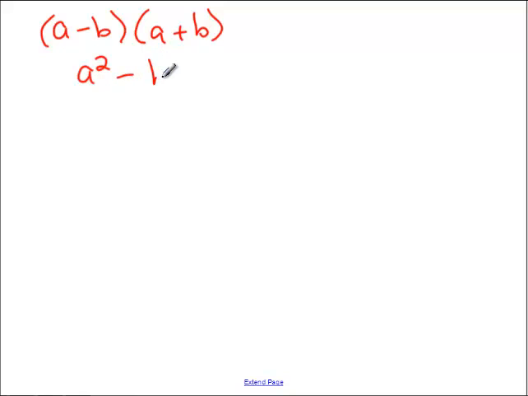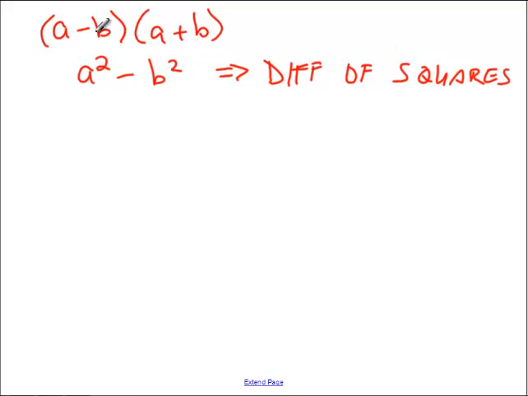Remember, our rule here is if we've got a minus b times a plus b, these are called conjugates. A minus b is the conjugate of a plus b. That will give us a squared minus b squared, and that's called the difference of squares. You'll have to remember that. We'll go backwards from the difference of squares to our factoring in the next chapter, so it'll be important to remember that rule here.